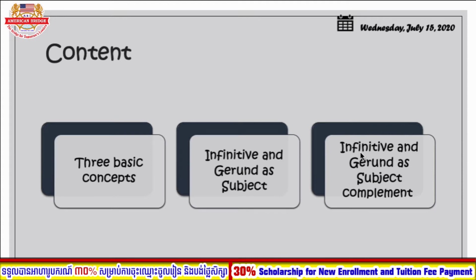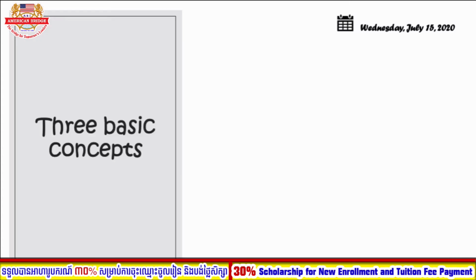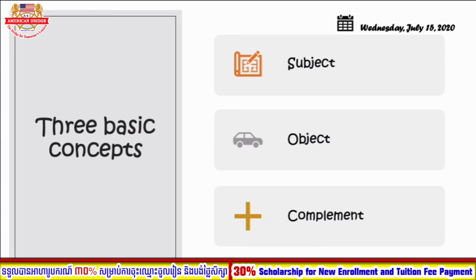Moreover, it's very strange for this last point, which is infinitive and gerund as subject complement. You might not be able to catch up with the last lesson without looking at the first point, which is the 3 basic concepts. So what are those 3 basic concepts here? In this, we will look at the subject. We will answer what is a subject and what can be a subject of the sentence. Moreover, we will look at object. What is an object? What can be the object of the sentence? And what is a complement? And what are the differences between object and complements?